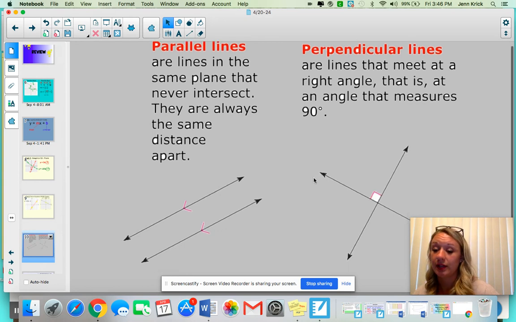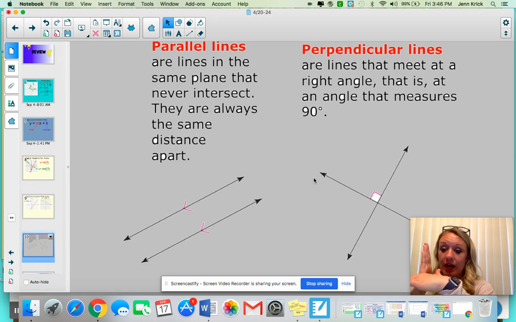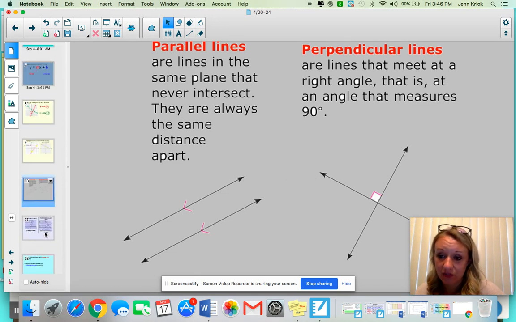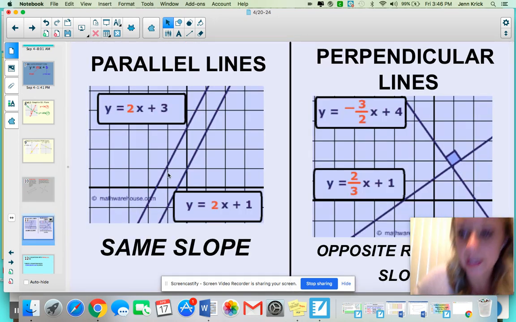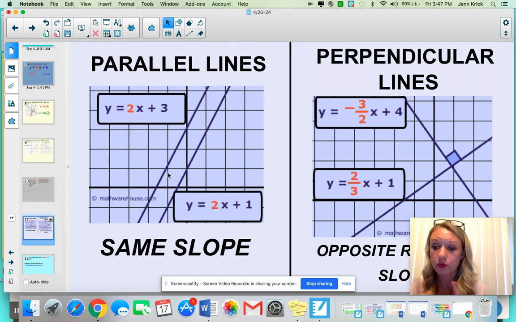Perpendicular lines are lines that meet, and when they meet, they create a right angle. Okay, so they intersect, they almost form like an L, and they create a right angle. There are different stipulations for the slopes for parallel lines and perpendicular lines. When we are talking about parallel lines, those lines will always have the same slope. Always. They will always have the same slope.